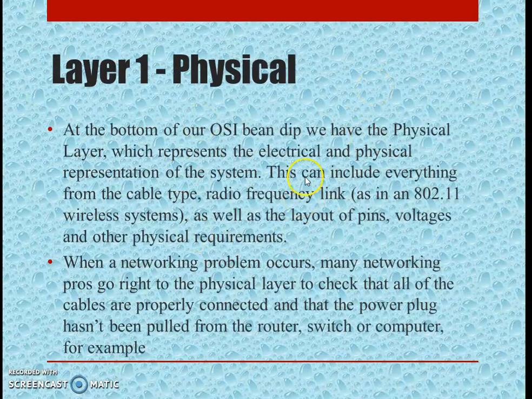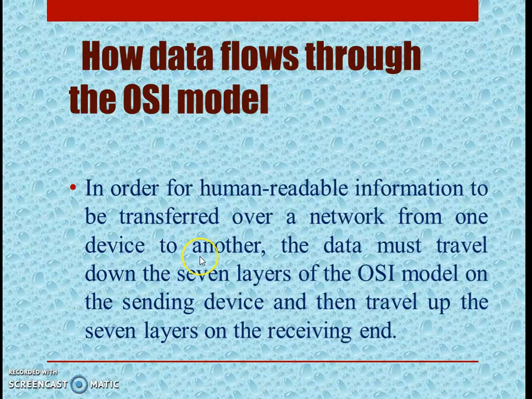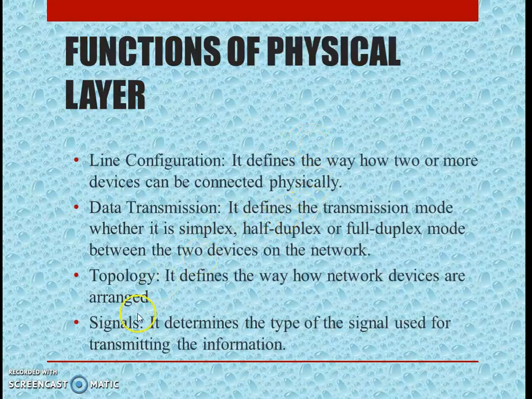Physical layer represents the electrical and physical representation of the system. It includes cable, radio frequency link, pins, voltages, and other physical requirements. That is line configuration, data transmission, topology, signals, everything done under this physical layer. Okay, thank you.